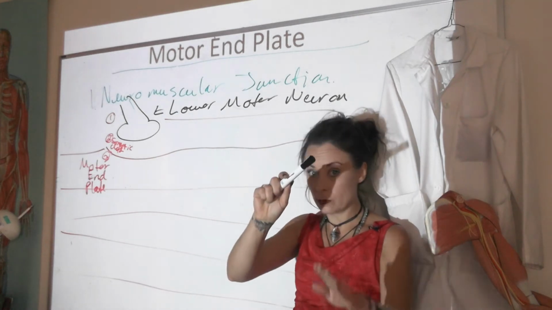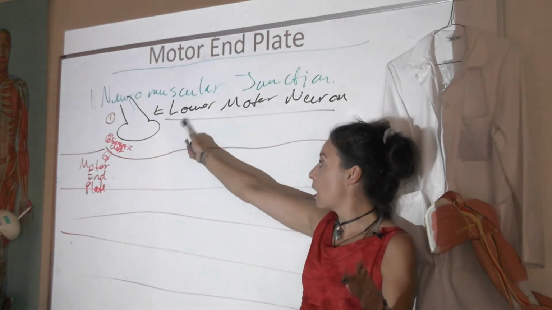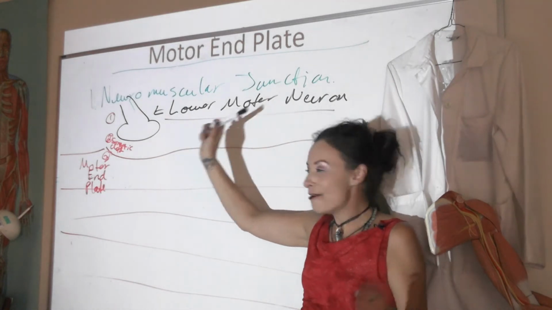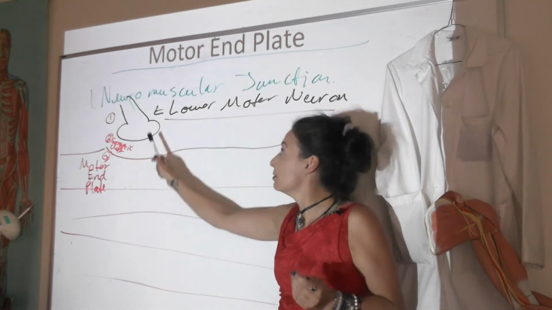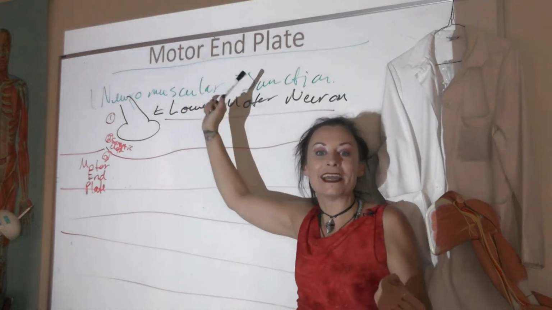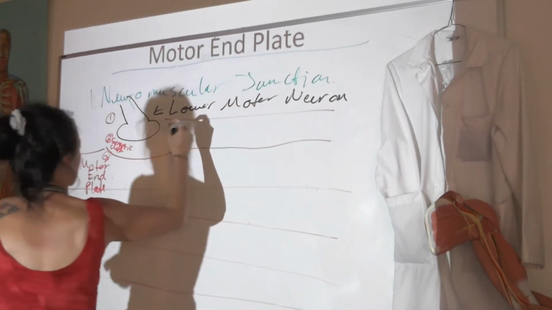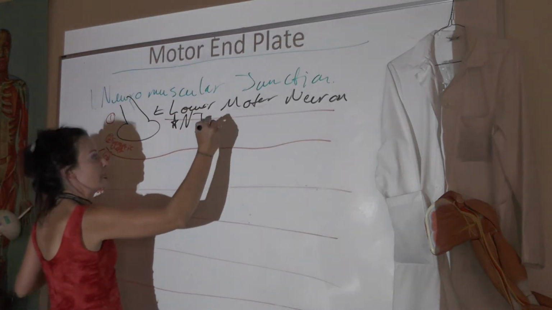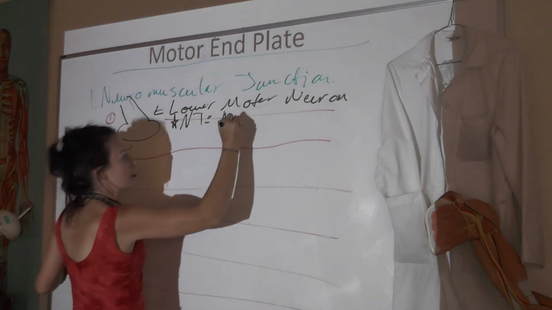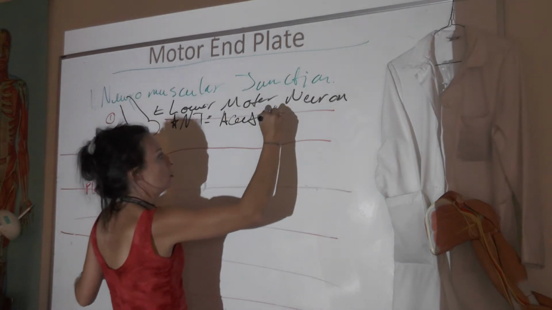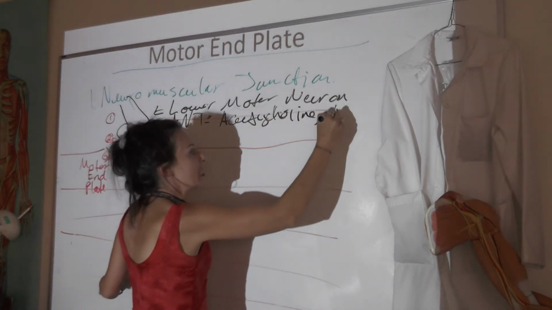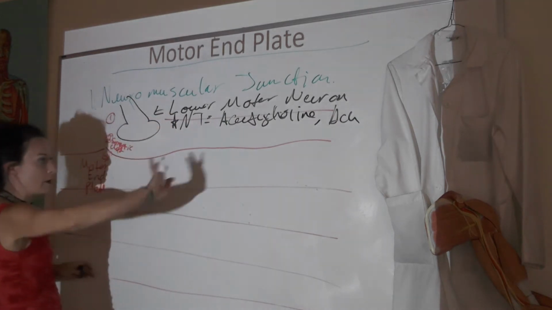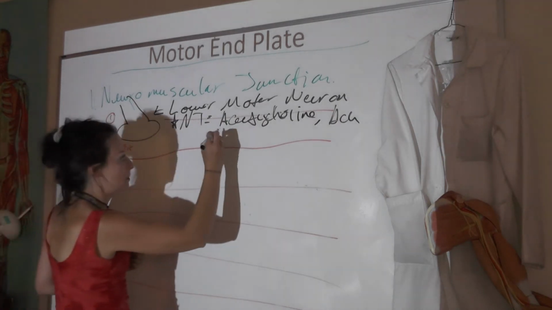What we're going to talk about is who we've always talked about and named, the lower motor neuron, who is synapsing onto the motor end plate. This lower motor neuron releases the neurotransmitter acetylcholine, abbreviated ACh, which is how I'm going to write it out from now on.